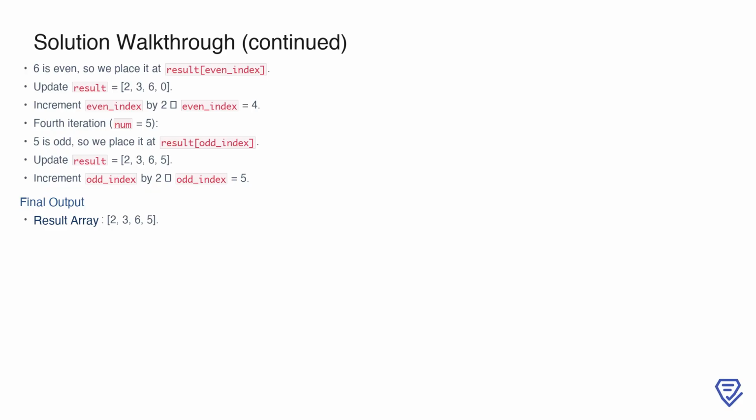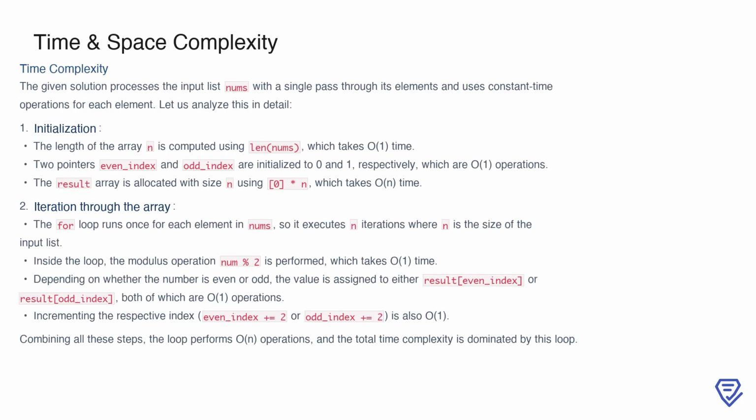At this stage, all numbers from nums have been placed correctly, and the final result array is [2, 3, 6, 5]. This array alternates even and odd numbers at the correct indices, meeting the problem's requirements. In this solution, we process the input list nums in a single pass, ensuring efficiency.